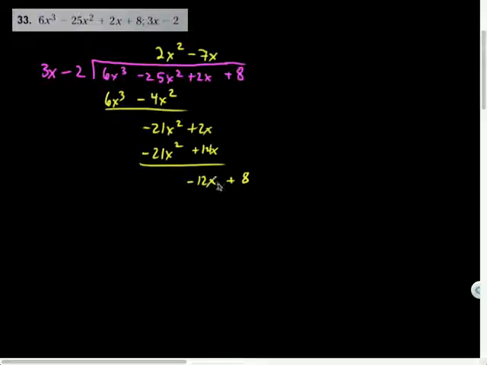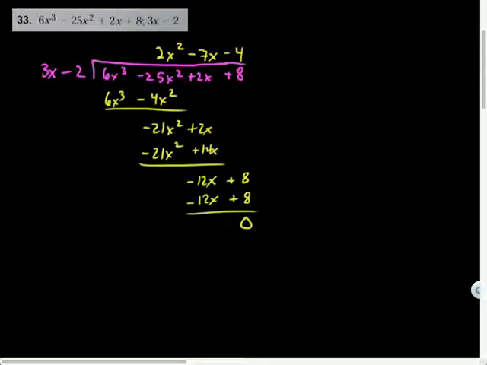Bring down the 8, and then divide one last time. Divide leading term by leading term. That's going to be negative 4. And negative 4 times 3x is negative 12x, and negative 4 times negative 2 is positive 8. And I get a remainder of 0, 8 minus 8, because it's the subtract step. This is, in fact, a factor of this, right? Because the remainder is 0, it divided in evenly.